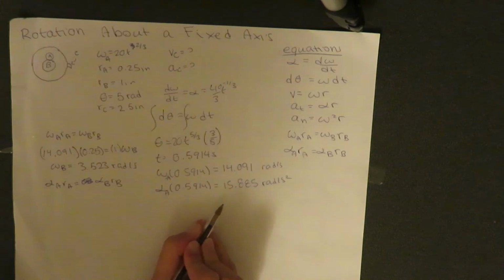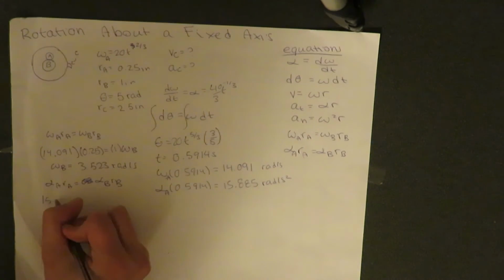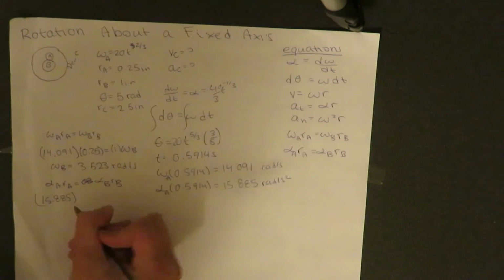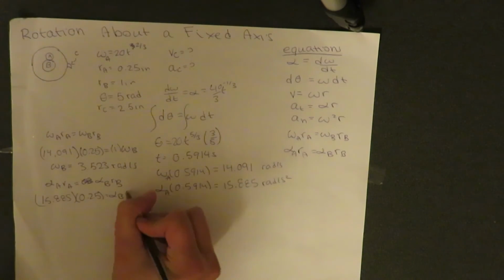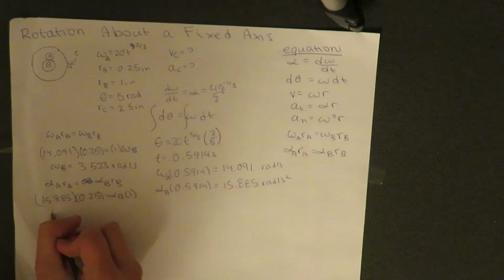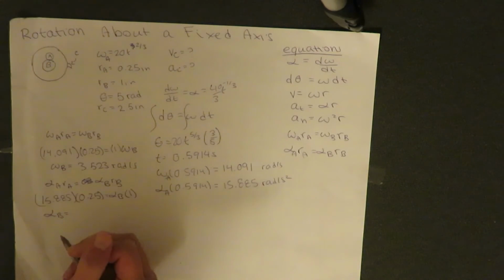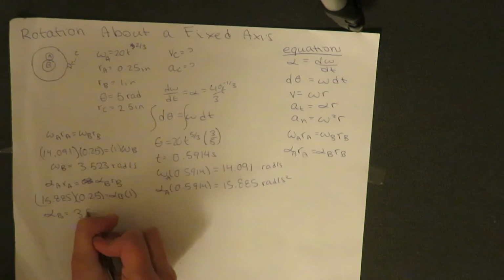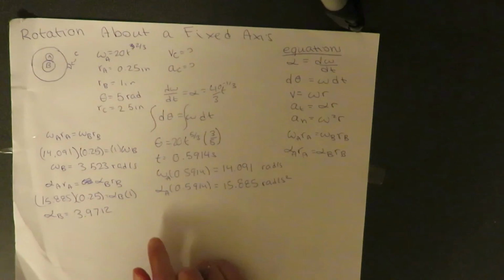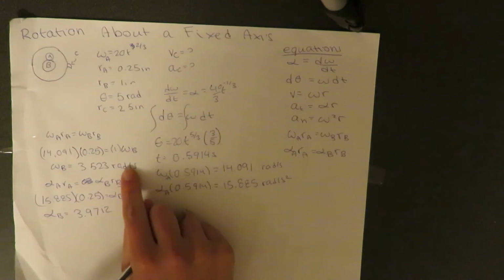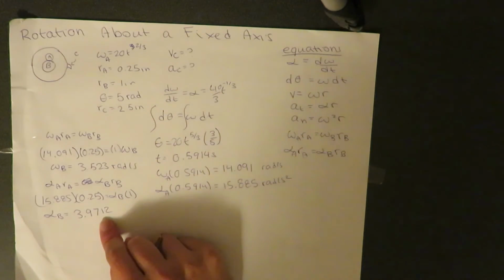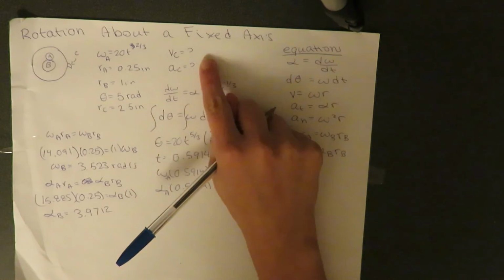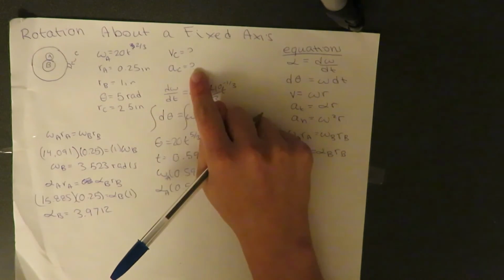So we just solved for the angular acceleration of A. It's 15.885. Radius of A is again 0.25. Alpha B is the thing we're trying to find, and RB is 1. So rearranging this, we can find that alpha B is equal to 3.9712. Okay, so now we have omega B and alpha B. But the final things we want are VC, so the velocity of C, and the acceleration of C.